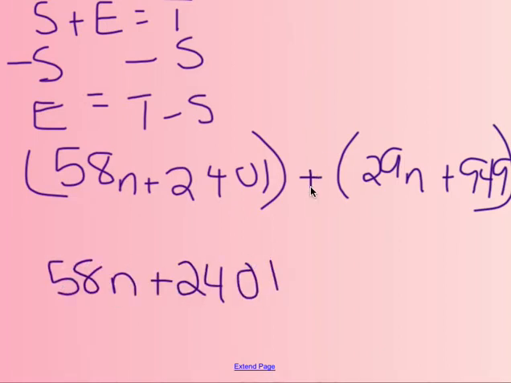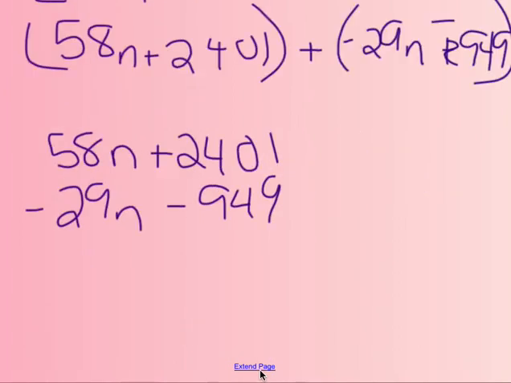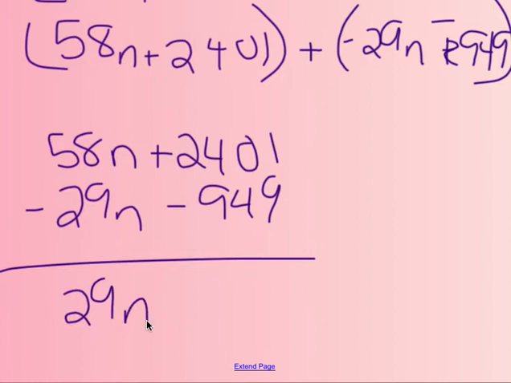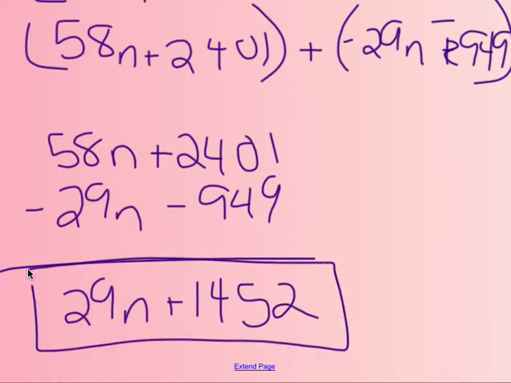So I'm just going to start by writing out my 58n plus 2,401. Then I'm going to take this negative sign and change everything in the parenthesis that follows. So in my n column, it's going to be negative 29n and then 949 down that column. So now I can go ahead and add down my columns. 58 minus 29 is going to give me 29n. 2,401 minus 949 is going to give me 1,452. So this equation right here represents the total number of elementary teachers.